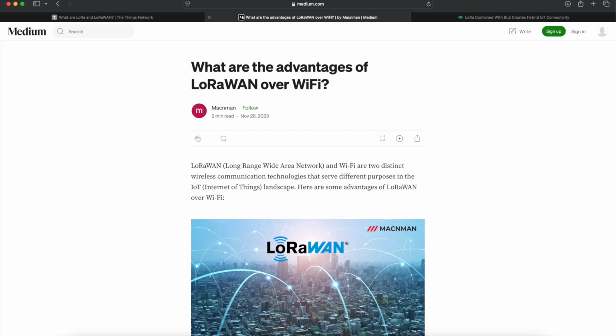What are the advantages of LoRaWAN over Wi-Fi? LoRaWAN, which stands for Long Range Wide Area Network, and Wi-Fi are two distinct wireless communication technologies that serve different purposes in the Internet of Things landscape. Here are some advantages of LoRaWAN over Wi-Fi.